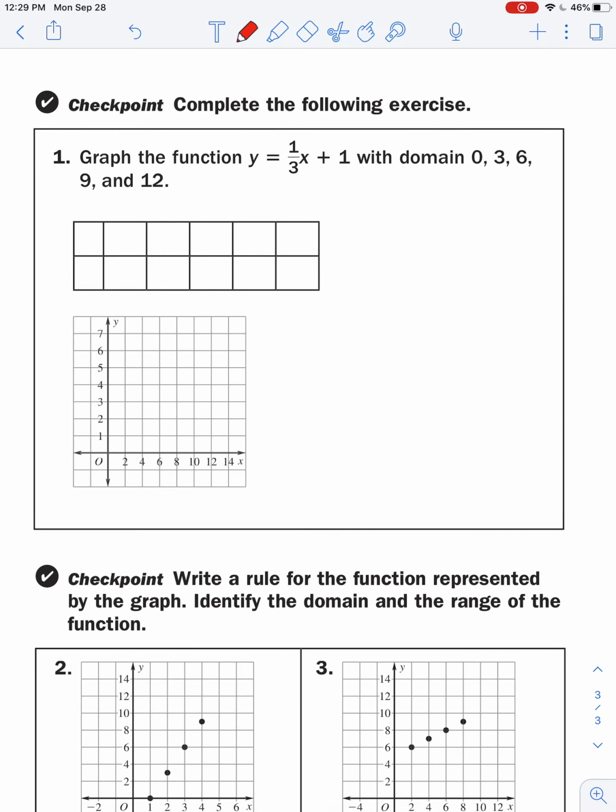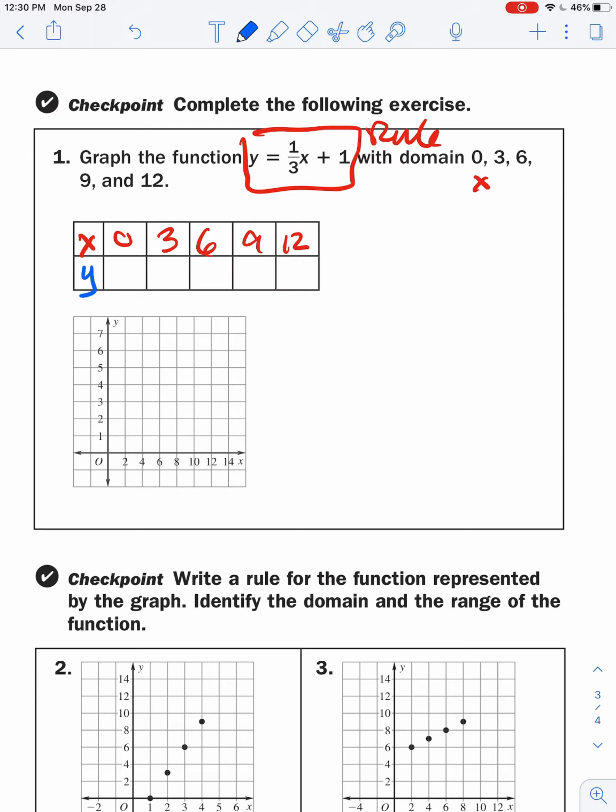Okay, so we're going to kind of go for the whole thing. We're going to start from the beginning, kind of make our way through. We're going to graph this function. So they told us the rule this time. And then we are going to use this as our domain. So I'm thinking that that's my x's. So I'm going to put an x here, and I'm going to use 0, 3, 6, 9, and 12.